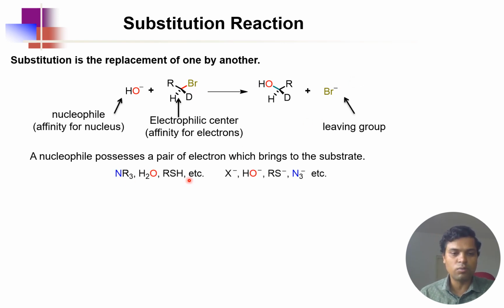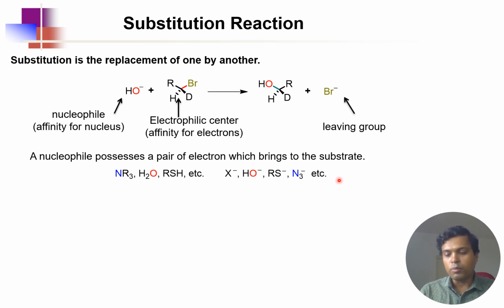You can see these are the neutral ones, where you have amine, water, or thiol as examples of neutral nucleophiles. Here nitrogen has a pair of electrons, oxygen has 2 pairs of electrons, and sulfur also has 2 pairs of electrons. It could be an ionic species, for example, X minus is a halide. Here we have seen that halide could be a leaving group as well. So the halide can act as a nucleophile as well as a leaving group depending on the conditions you use during the reaction. You have a hydroxyl anion which can also be a nucleophile, sulfide, S minus, azide, etc.